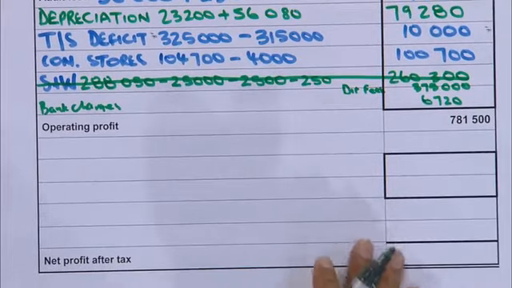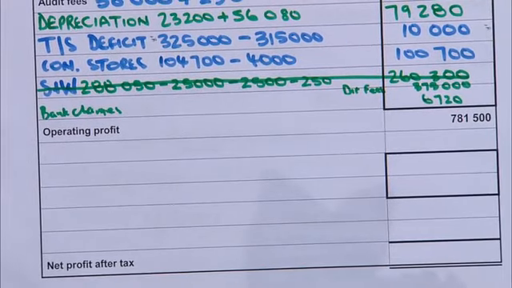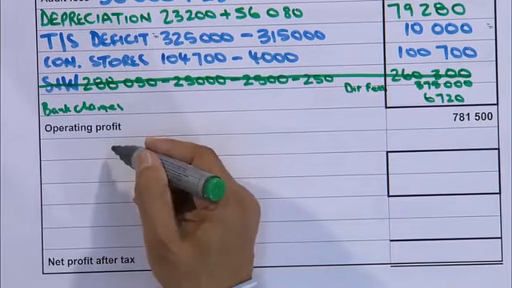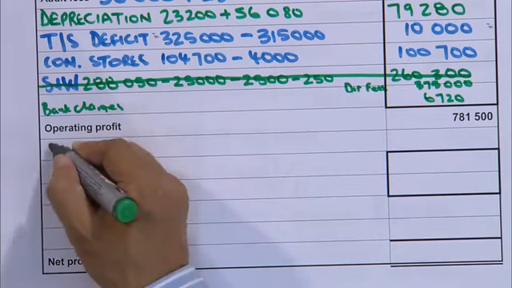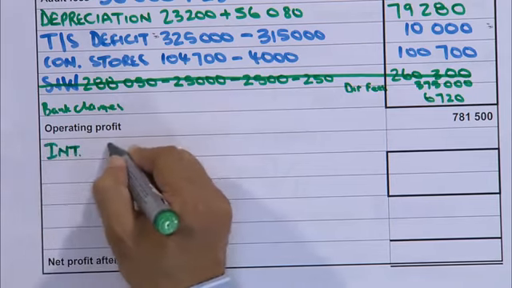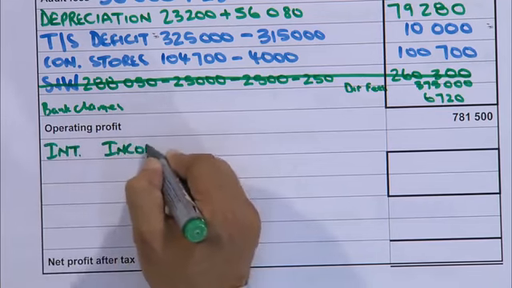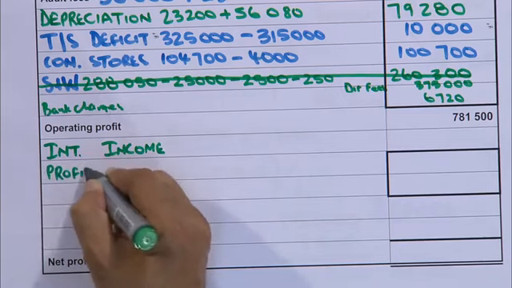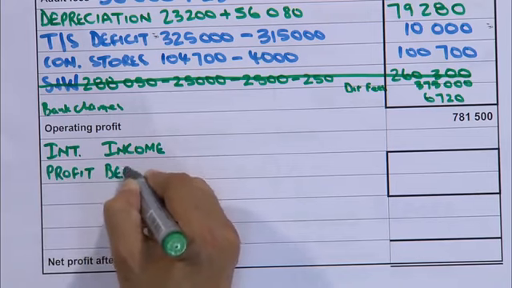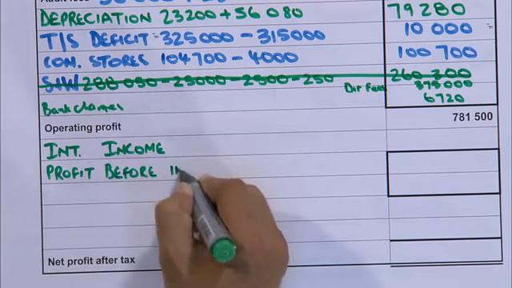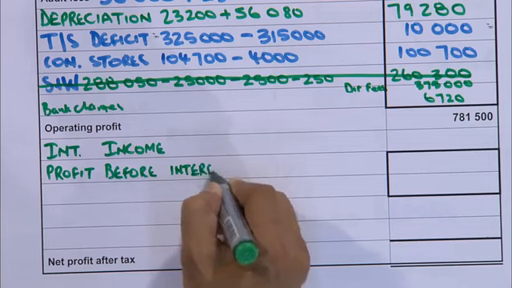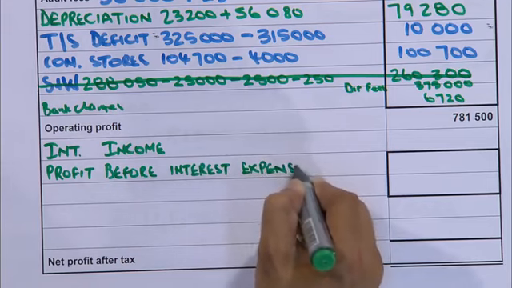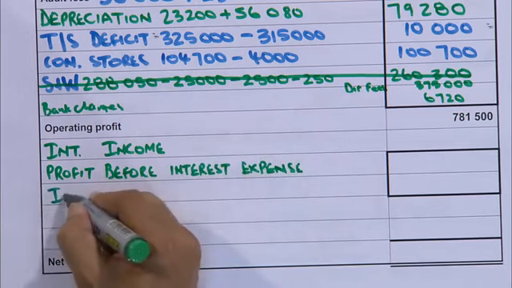Okay. And as we move along, at the bottom part of the income statement, it's all blank. So learners, grade 12, we need to make sure that we understand. So the next line will be interest income. Then it's profit before interest expense. Then it's interest expense.